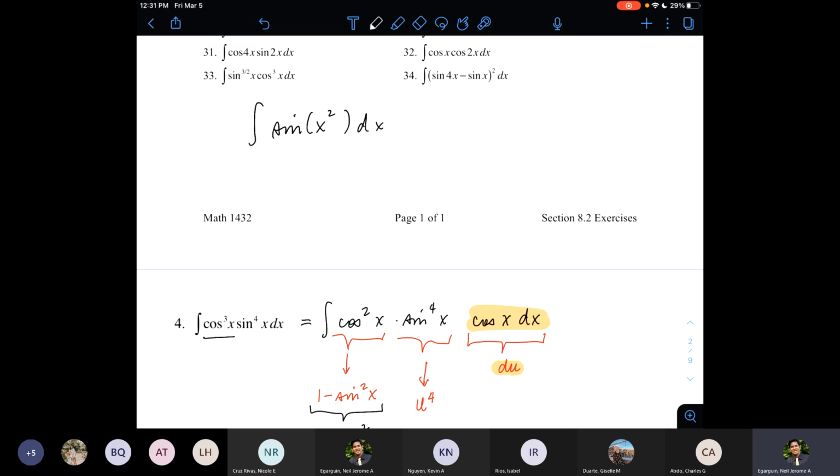This is not elementary in form. The solution will involve the Fresnel integrals, but that is beyond the scope of the course. Actually, even undergraduate math majors might not have met Fresnel integrals. So sine x squared cannot be solved by u substitution, integration by parts, nor by trig powers.